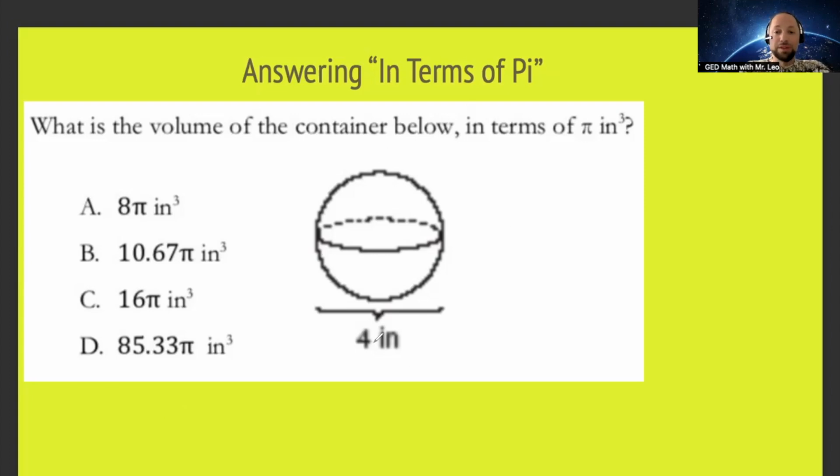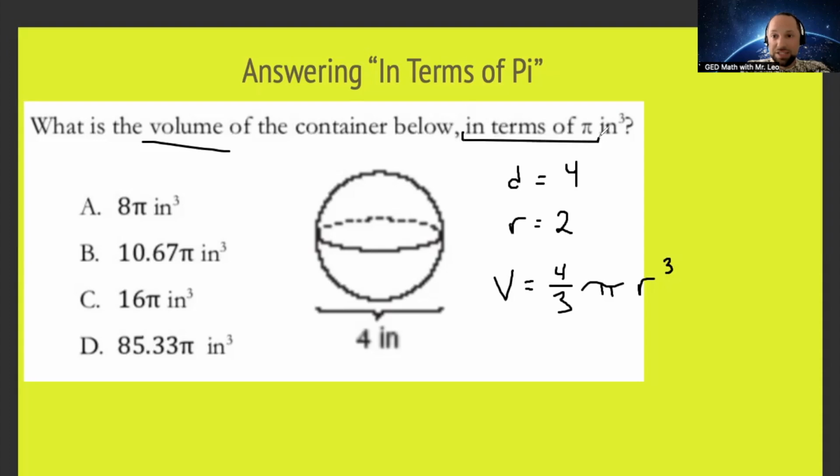Okay, what do we know about this? It looks like the diameter is 4 inches. The radius is going to be 2. They're asking about volume. Let's write the formula. 4/3 pi radius to the third power. Now, notice they say in terms of pi inches cubed, cubic inches, because it's volume, in terms of pi. You notice all these answer choices have a pi in the answer. Okay. So that means we're going to leave pi alone.